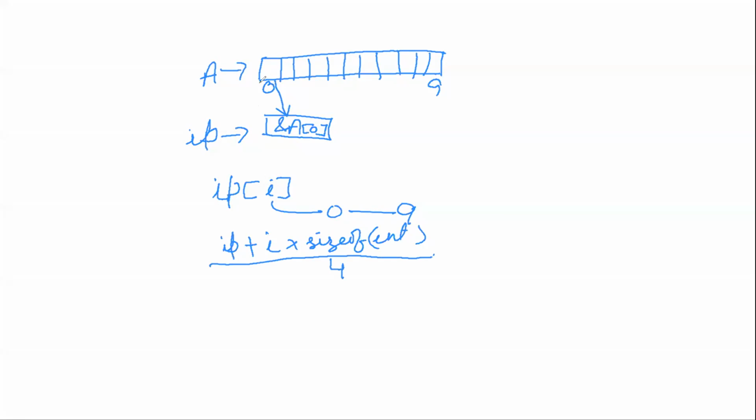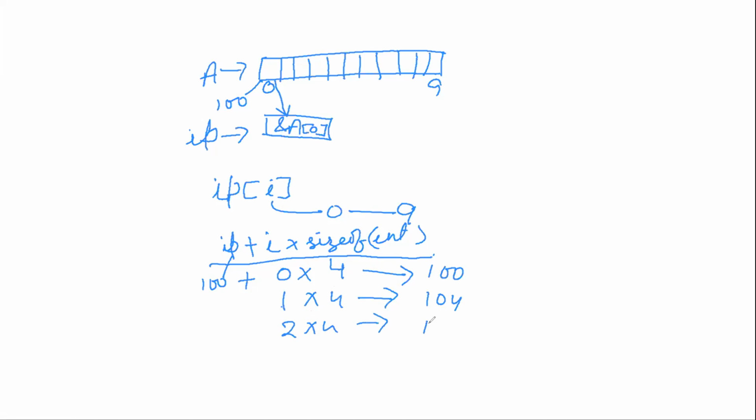let's assume the address of this is 100. So in ip we have 100 plus the initial value of i, which is 0, into 4. This will amount to 100 only. 0 into 4 is 0, 100 plus 0 is 100. So next time when i becomes 1, 1 into 4, it will become 104. Then 2 into 4, 108, and so on.